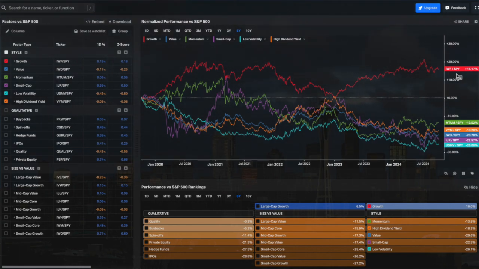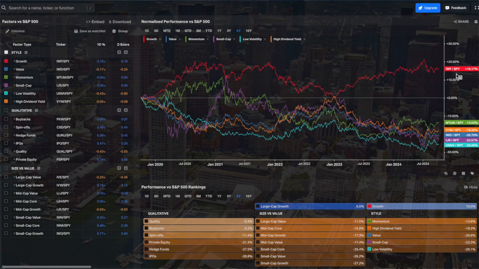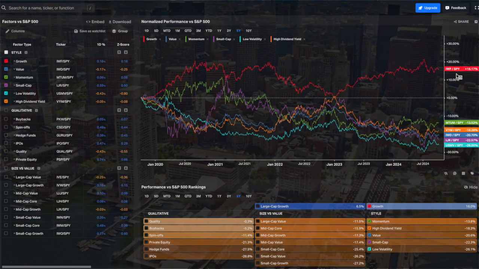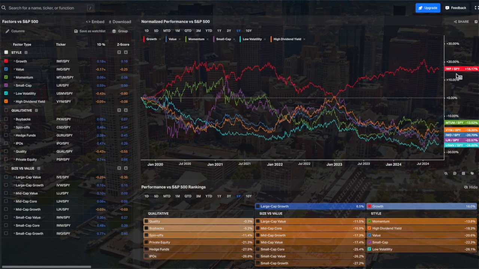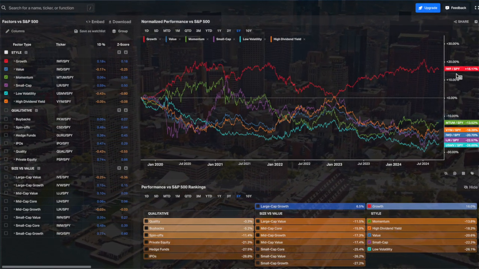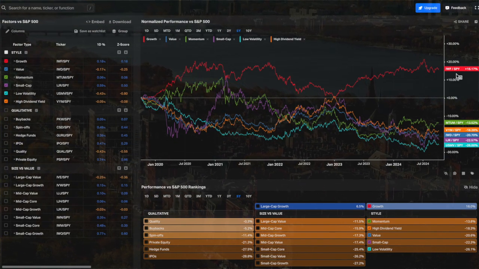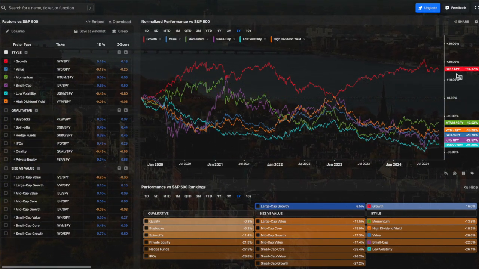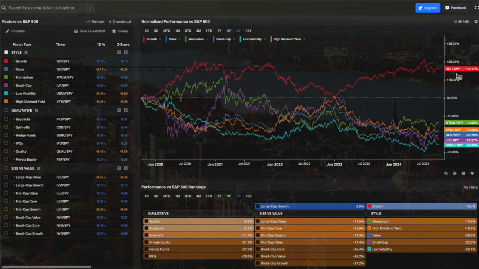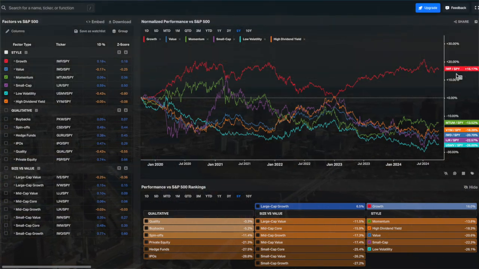And what else do we have? Small cap. So these are small market cap companies, pretty self-explanatory. Then we have low volatility, so not a lot of volatility for these stocks, probably a lot of defensive stocks, utilities, stuff like this. And then high dividend yield, so these are the cash cows in the BCG model, right?